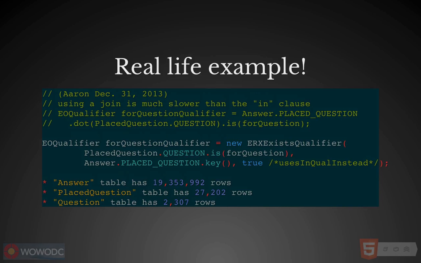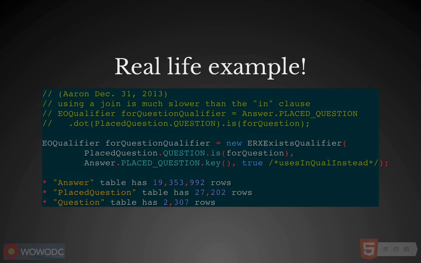Our answer table has 19 million rows. Our place question table has 27,000, and our question table has only 2,000 rows. You first have to do a Cartesian product between 19 million rows and 27,000 records before you can even get to the part where you're looking at the particular question to whittle it down. And that hurts. That took us 10 seconds to execute.